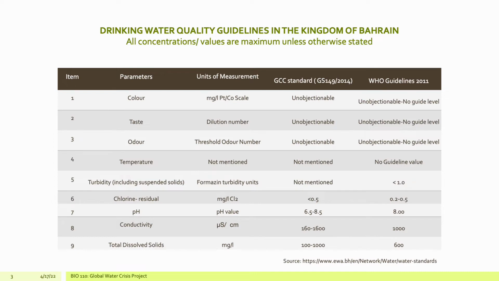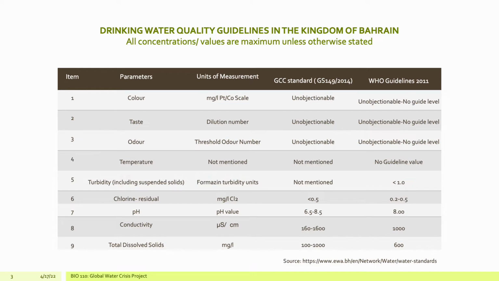So, as you can see, this is a chart. This is the standard for drinking water in Bahrain. As you can see, there are 9 categories. The 9 categories with guideline numbers in the last two columns on the right. Compared to the U.S., Bahrain has about 10% of the requirements. So the U.S. actually has 90 categories, with Bahrain only having 9.